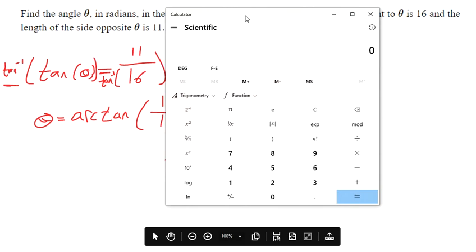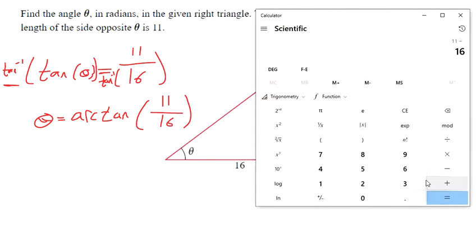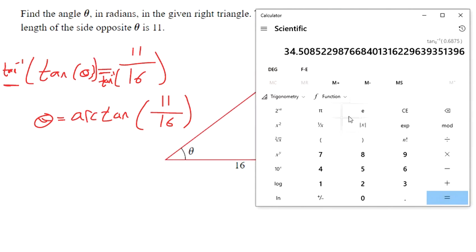With my Windows calculator here, I'm going to type in 11 divided by 16 first, and then I'm going to hit trigonometry. Then you have to hit second, and there's your inverse trig function. So there's tan -1. That means inverse tangent. That's arctan. Oops, but I forgot that they want the answer in radians.